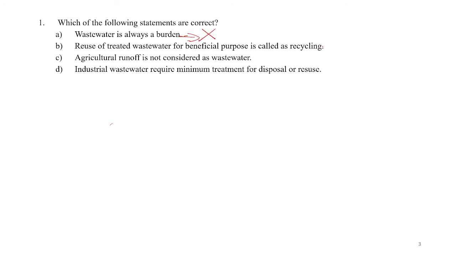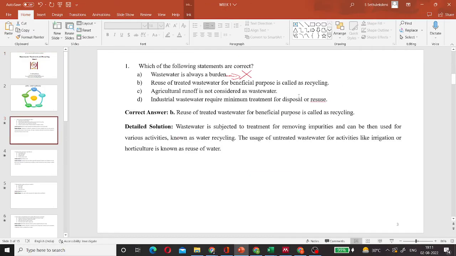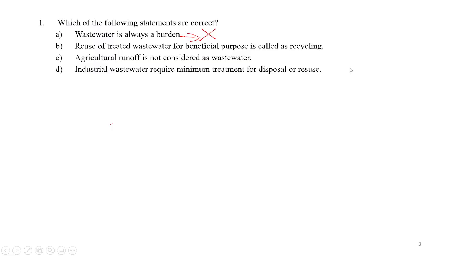And the second statement is, reuse of treated wastewater for beneficial purpose is called as recycling. True. Yes, it is a true statement. Right. Very good. Sorry for the technical glitch. Yes, it's a true statement.